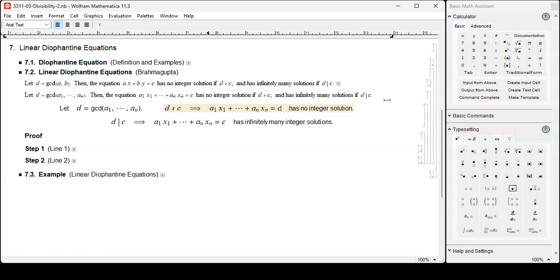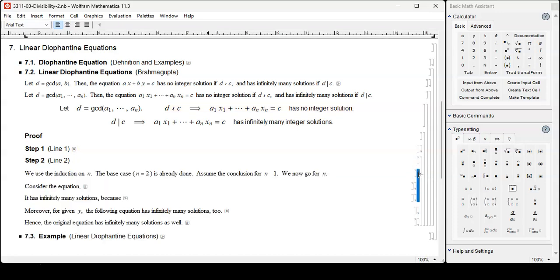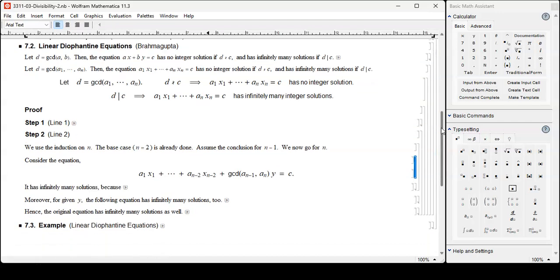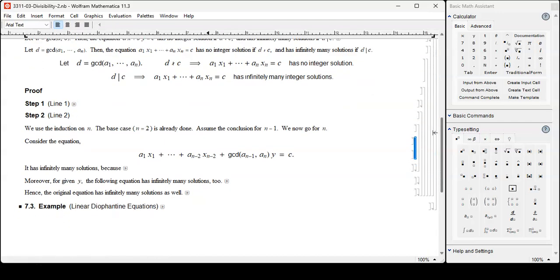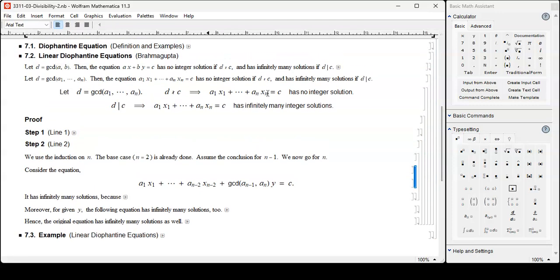Now what if d does divide? In that case, we can use an induction on n. So assume it is true for n minus 1 integers, and then we can bring it down to, let's see, okay, we start from here, this form. I think it's better to rewrite one more.